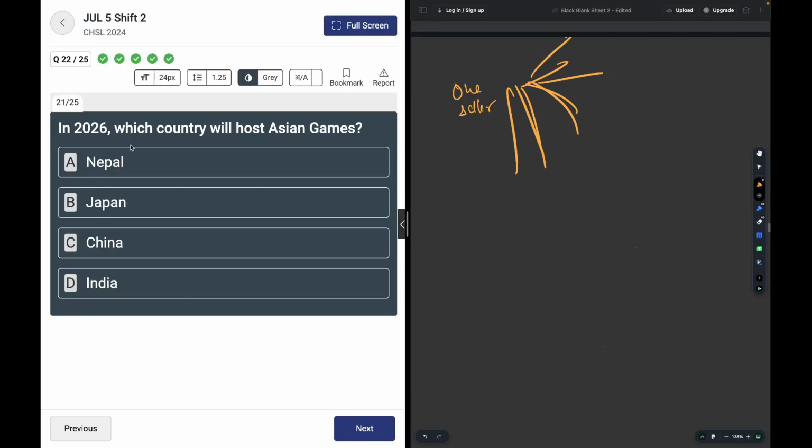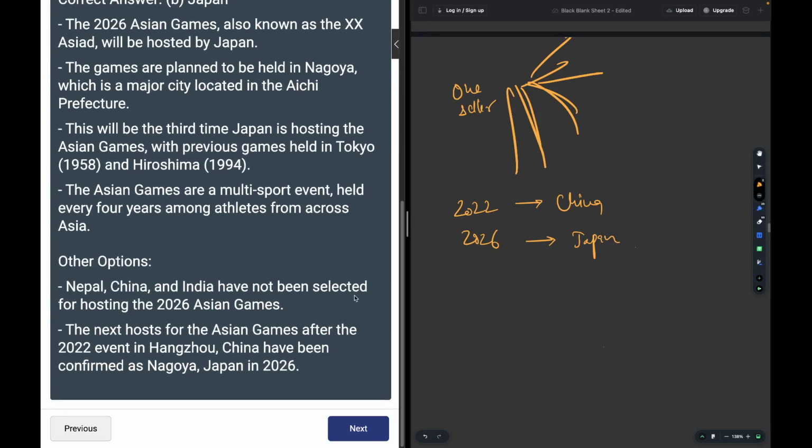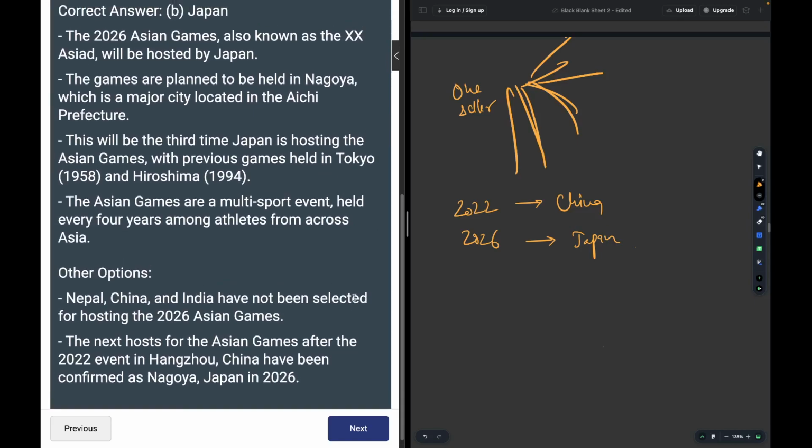Moving on, in 2026, which country will host the Asian Games? The Asian Games in 2022 were hosted by China, and in 2026 they would be hosted by Japan. So Japan is the answer. You may read about it over here. Moving on.